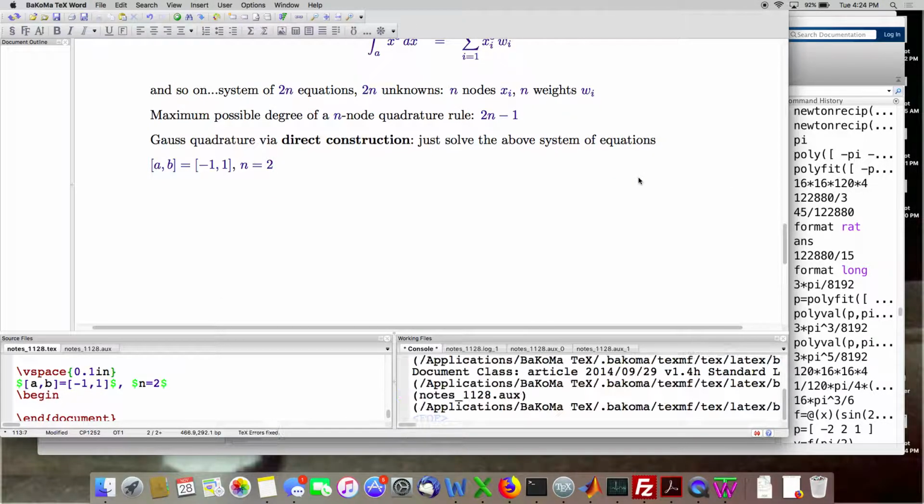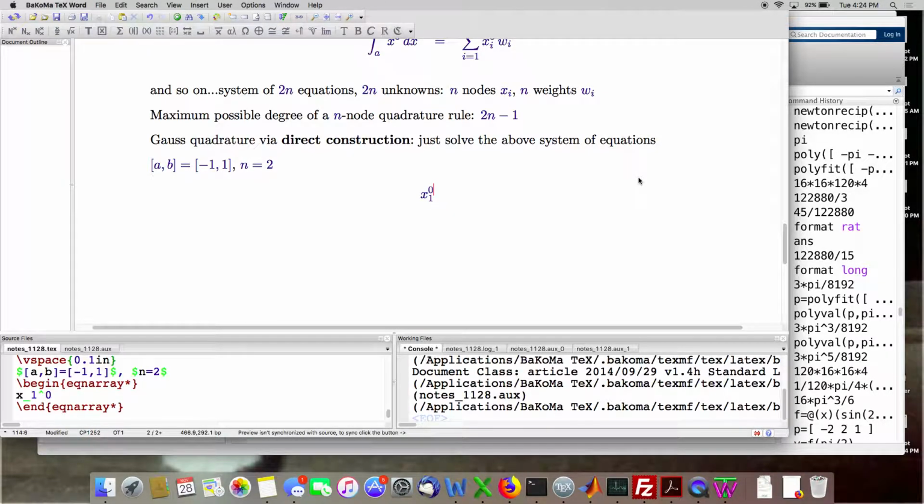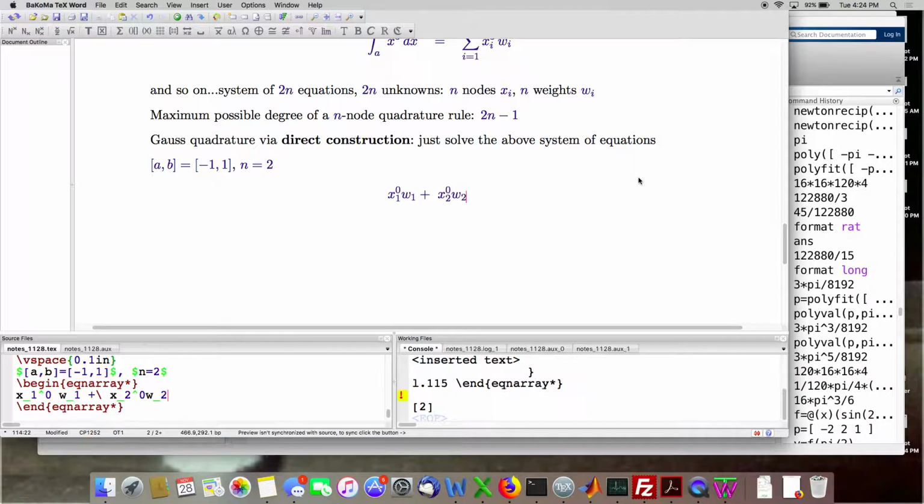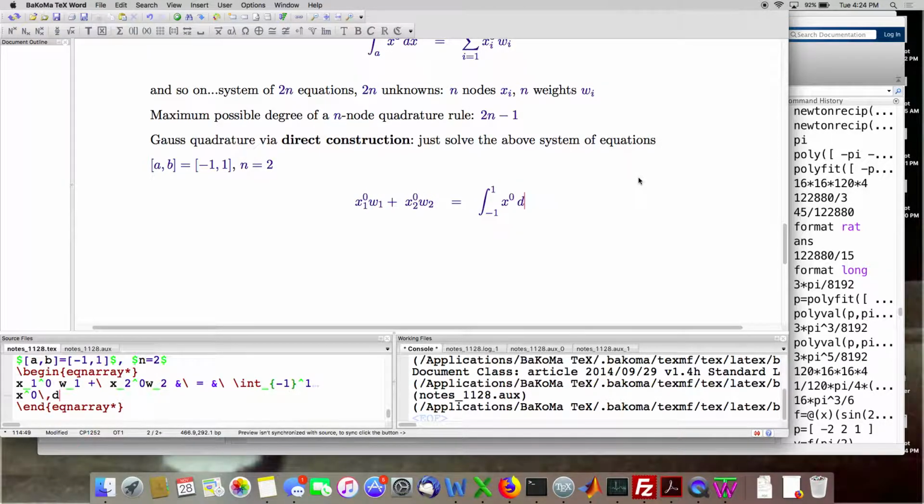So I can have this system of 4 equations. So I'll have, for instance, x1 to the 0 times w1 plus x2 to the 0 times w2. And that must equal the integral from minus 1 to 1 of x to the 0, and the integral of that is 2.